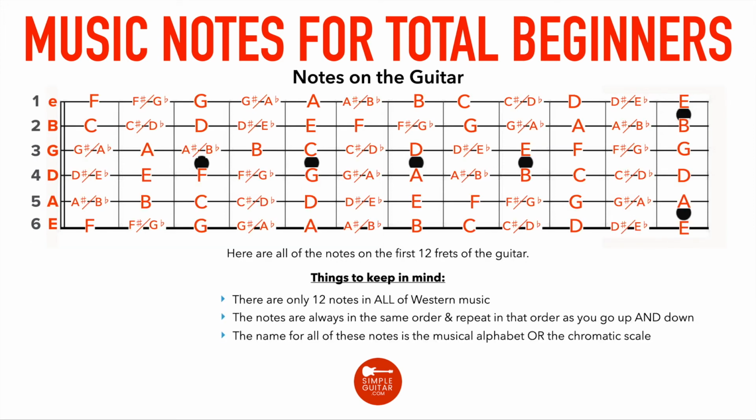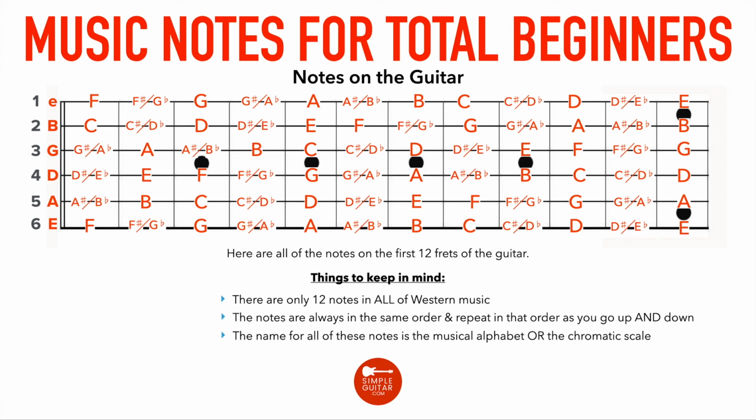So this is a diagram of all the notes on all 6 strings between your first fret and your 12th fret. Okay, this is all of it. So a few things for you to keep in mind. Even though right now, when you're looking at this, there are actually 78 positions between your open strings and your 12th fret, we're only playing 12 notes. There are only 12 notes in all of Western music, okay? And the notes are always in the same order, and they repeat in that order as you go up and down. The order of the notes is always the same.